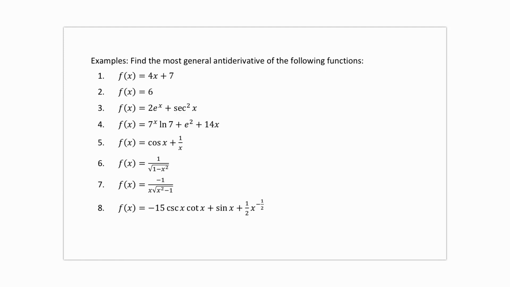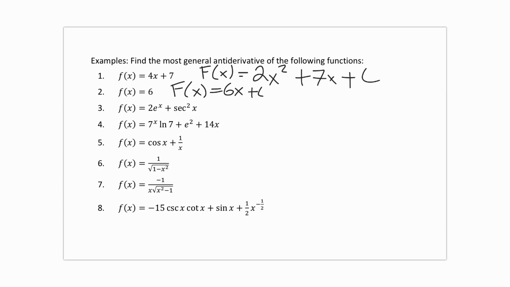So let's take a look at a few examples and find the most general antiderivative. We have the first one, 4x plus 7. If we think about it for a bit, maybe you can come up with 2x squared, because the derivative of 2x squared will be 4x. Then we'll need a plus 7x to get us that 7, and then we'll put our plus c to make it the most general. On the next example here, it's pretty clear that we just need a 6x, and again, plus c.